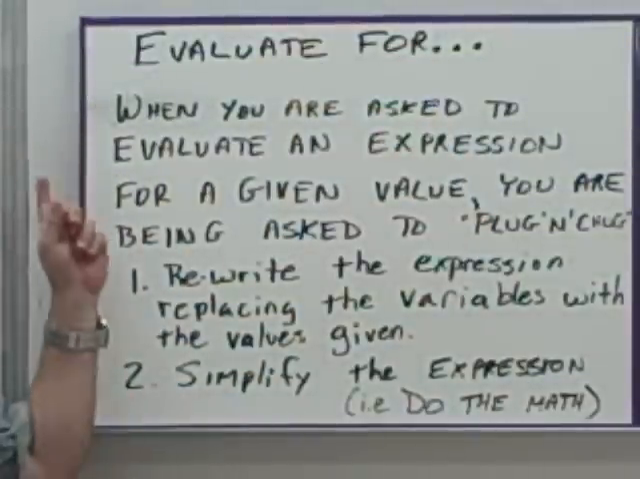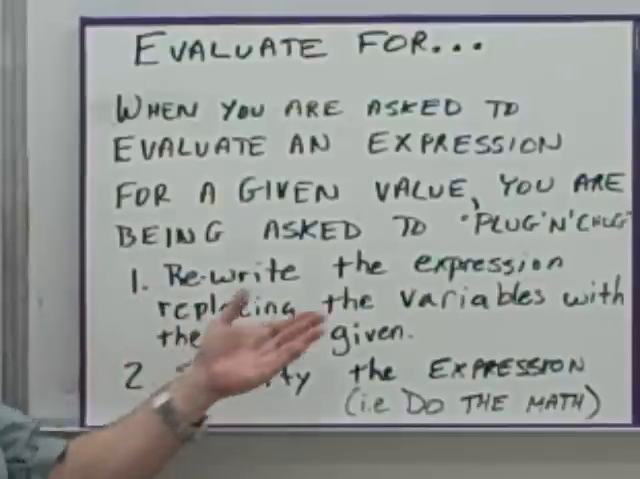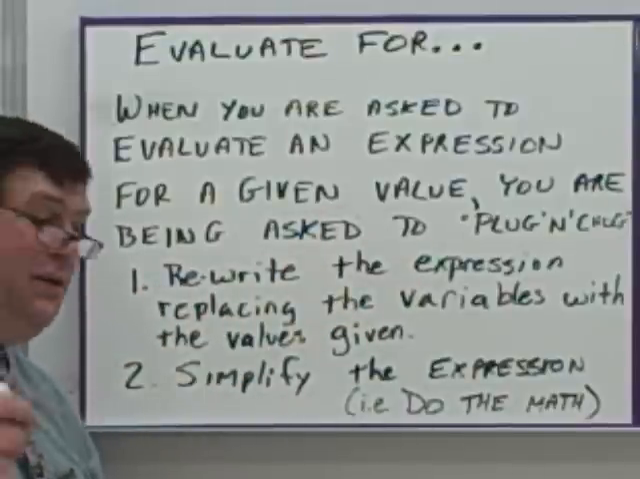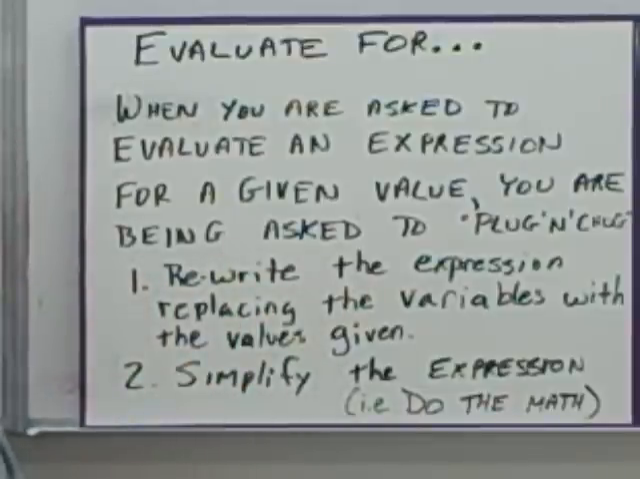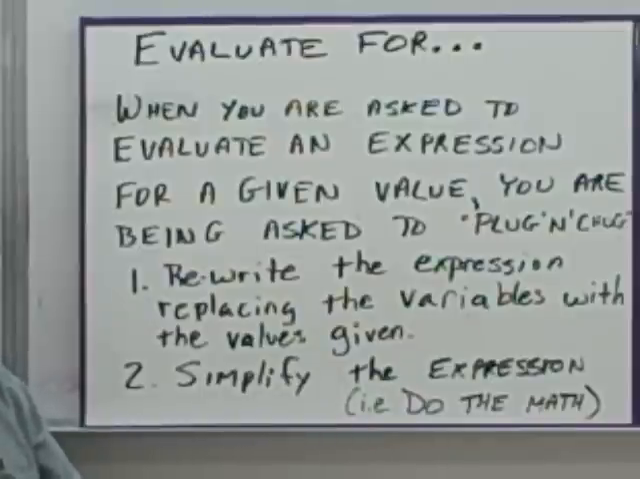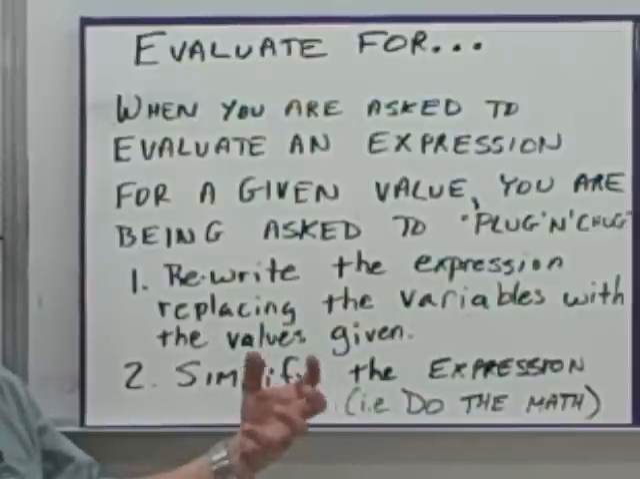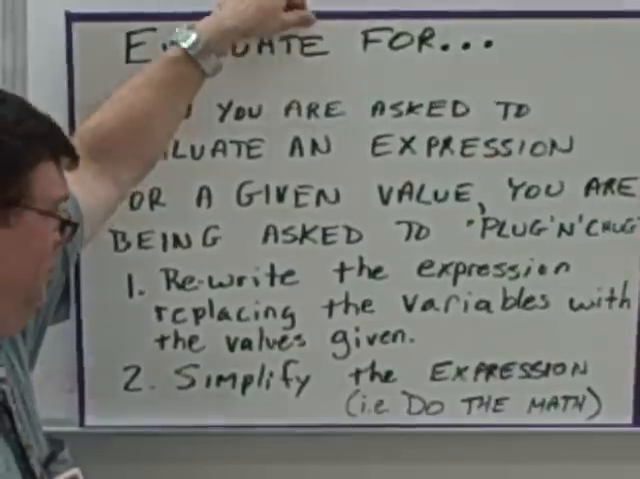Evaluate for. When you're asked to evaluate an expression for a given value, you're being asked to, what I like to call, plug and chug. Step 1, rewrite the expression, replacing all the variables with the values given for those variables. Step 2, simplify the expression. In other words, do the math. Follow the order of operations, and simplify everything down to a number, if possible.